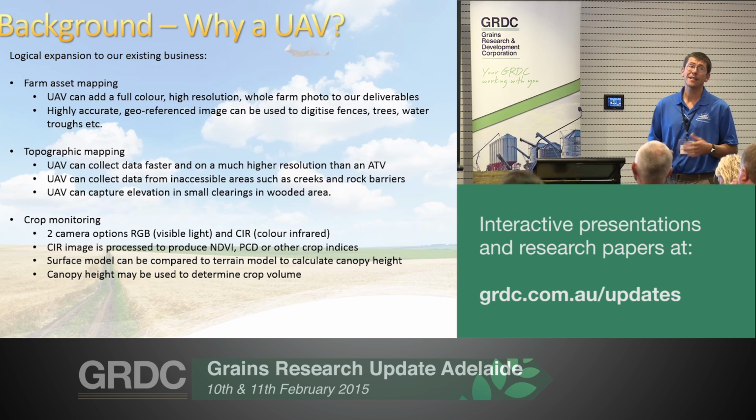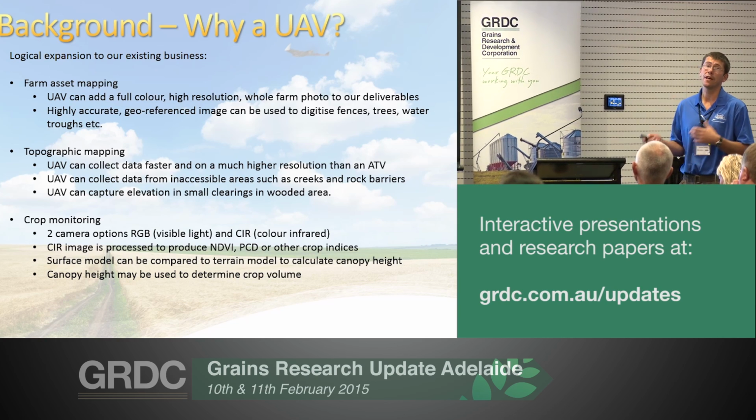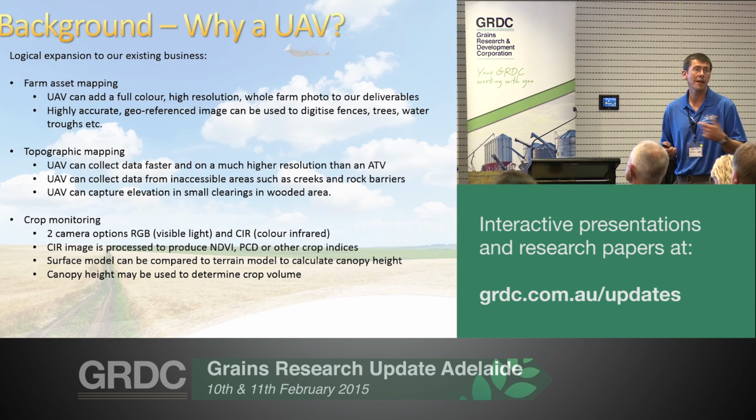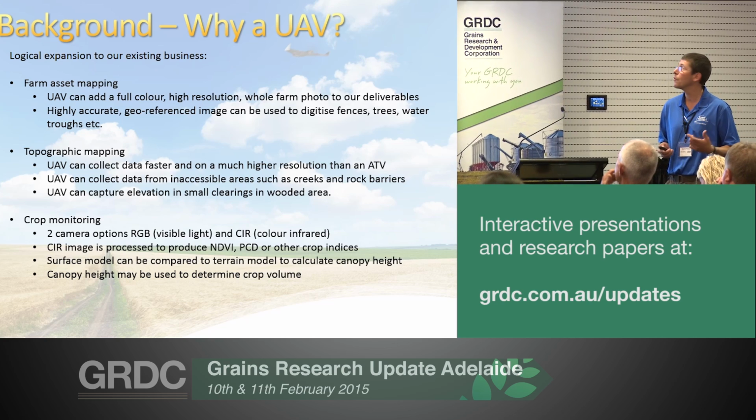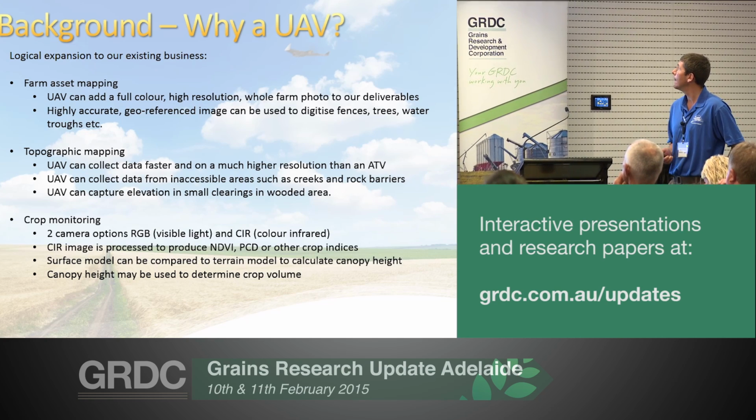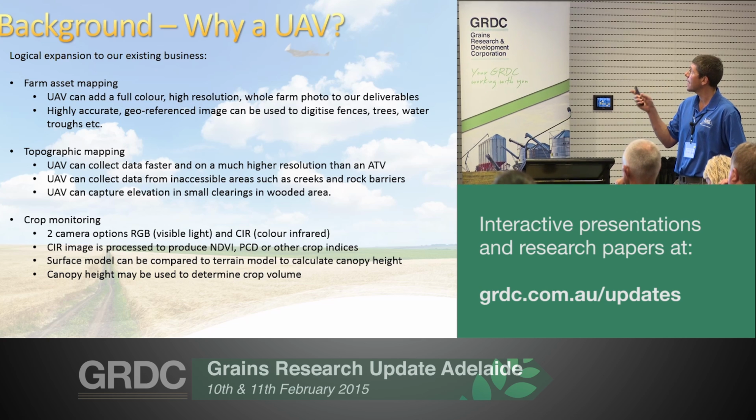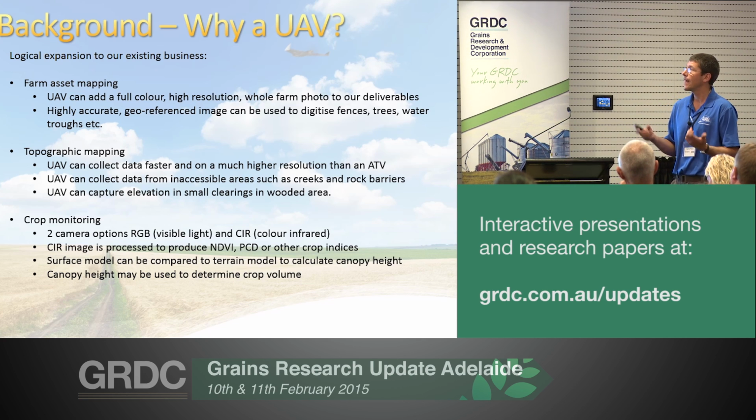So the asset mapping we were doing before, that was out with an ATV with the GPS on it, driving around the paddocks, marking the trees, marking the rock areas. Now we can do it all with the UAV. We can add a high-resolution colour photograph to the deliverables that we do. And of course, it's a lot quicker to do the mapping. You can fly over it all with the UAV, accurate image, and then you can effectively digitize in on the computer afterwards where all the fence lines and the paddocks, pick up croppable area, all that sort of thing is really easy to do from the image.